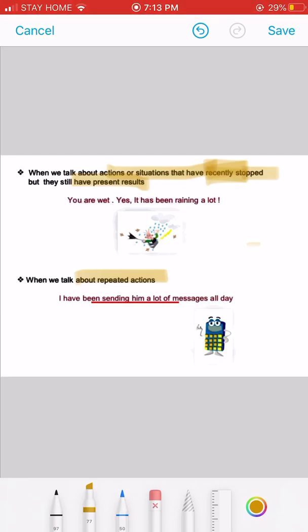When we talk about repeated actions, أحداث أو أفعال متكررة. For example, I have been sending him a lot of messages all day. We have repeated actions, all day طول اليوم. Another example, she has been playing the piano since she was 4. So she started in the past up to now, not an action in progress. So هي بدأت playing the piano in the past and is still playing the piano until now إلى الآن.